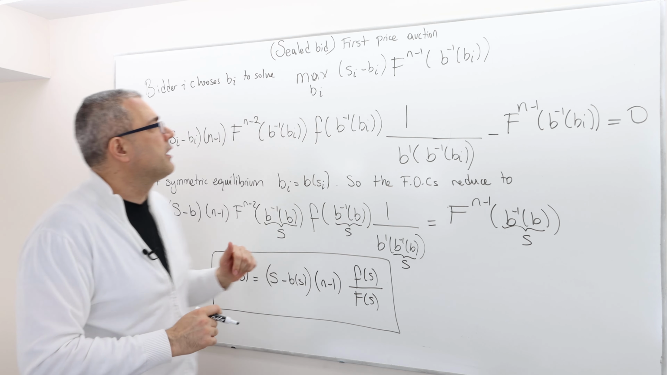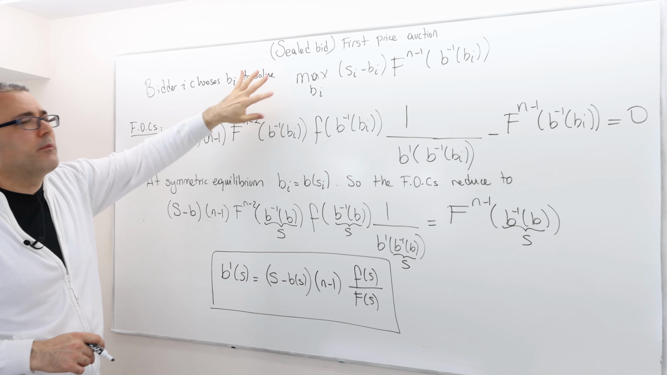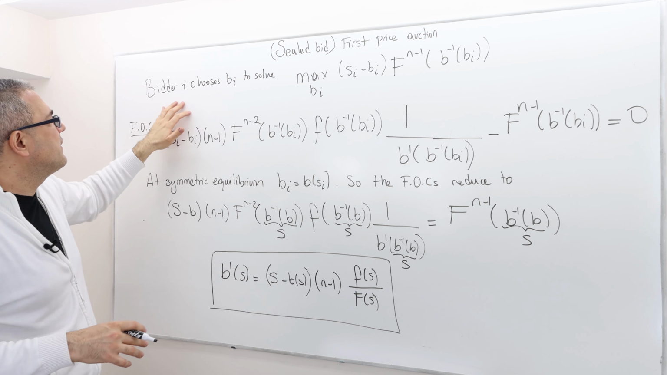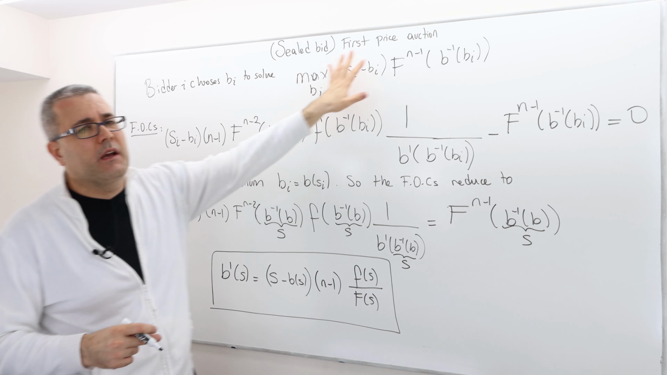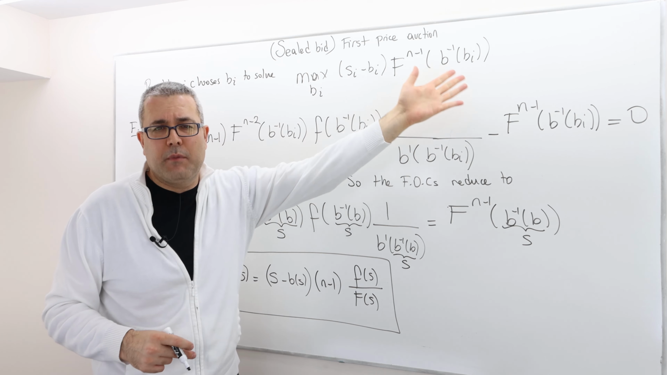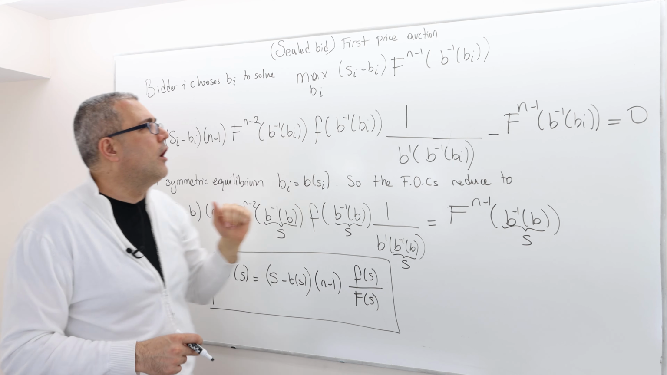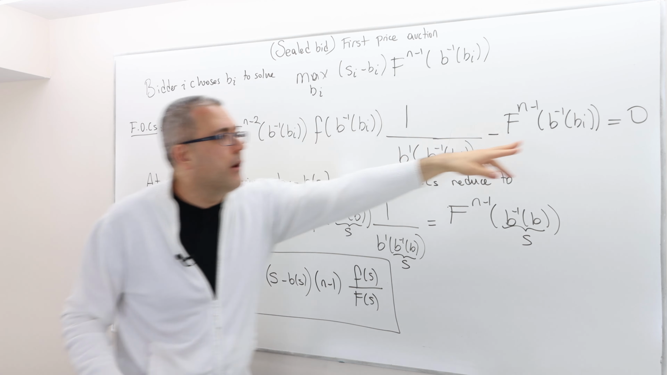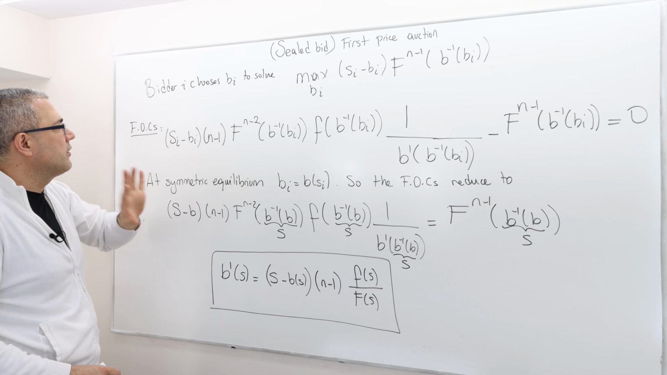Okay, in the second part, we are going to continue from this part. Remember, we already calculated the expected payoff of the bidder, and we said bidder i is going to choose b_i in order to solve this maximization problem, where the objective function is the expected utility function of player i. So take the derivative, set it equal to 0.